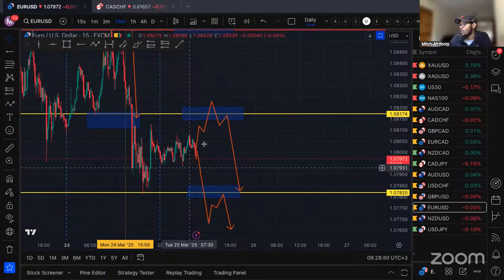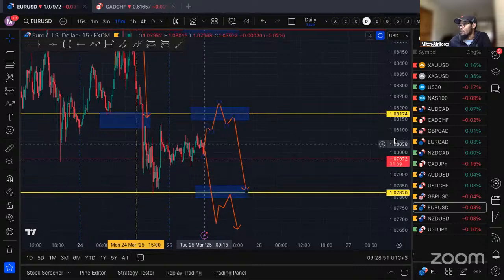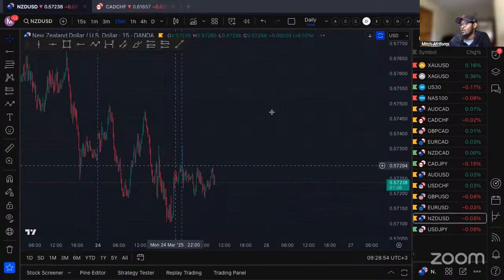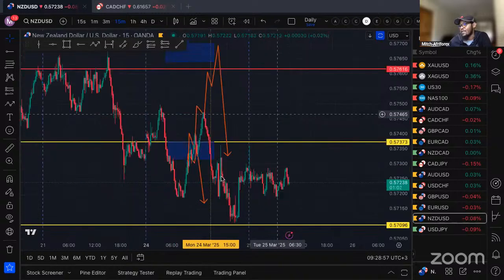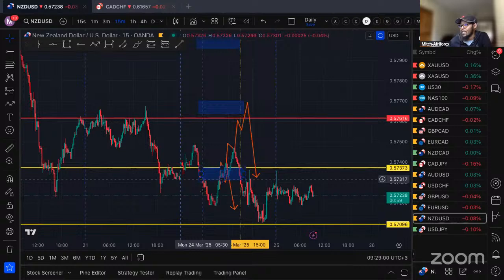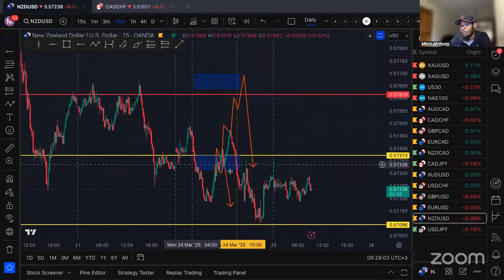So wait to see what ends up happening here as we move on to the next US dollar pair. So right here, we have the New Zealand dollar against the US dollar. Now, similar situation with the New Zealand dollar pairs. They did look similar with the New Zealand dollar against Canadian dollar, where it looked as if it had broken this area to the downside.